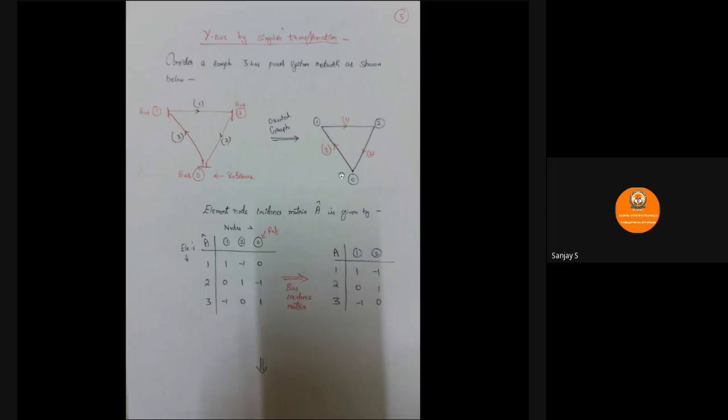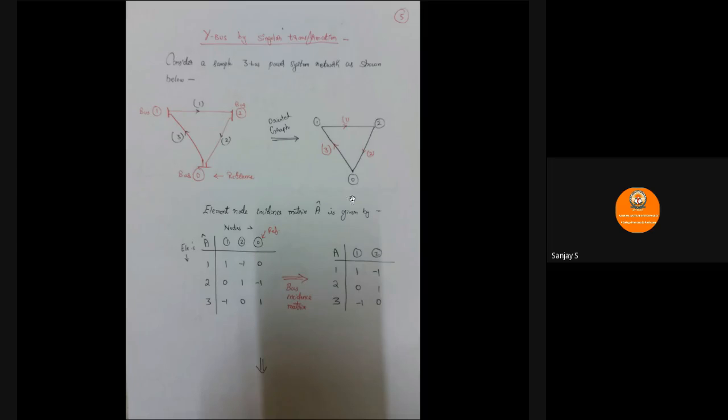So from this oriented graph, we'll have to write the element node incidence matrix A cap. Elements are represented vertically, nodes horizontally. There are 3 elements here, element 1, element 2, and element 3. So write it as element 1, 2, and 3. And coming to the nodes, 1, 2, and 0 are the nodes. So I'll be writing 1, 2, and 0 over here. Once this is done, let us write down the matrix elements.